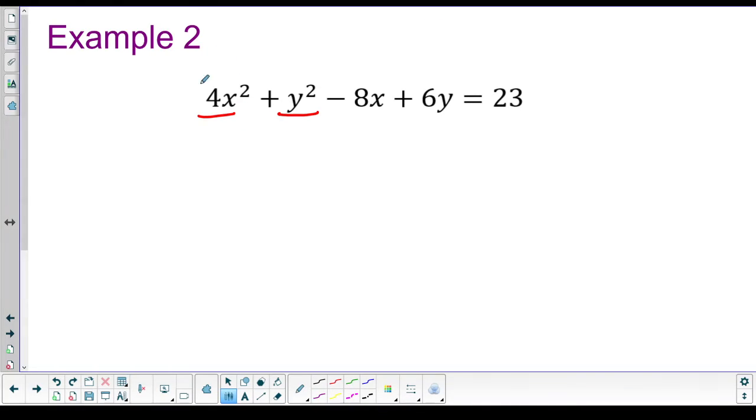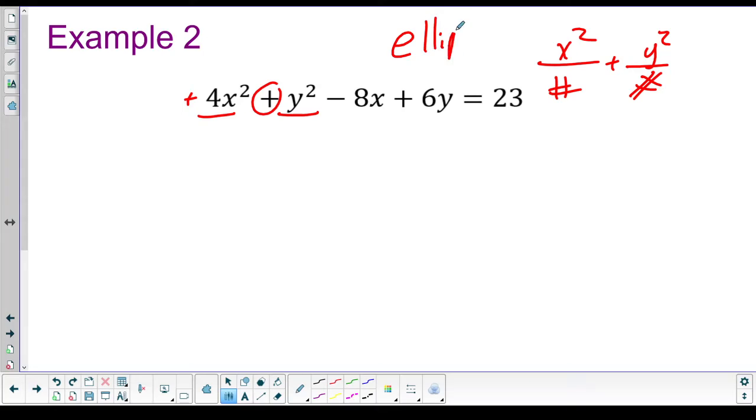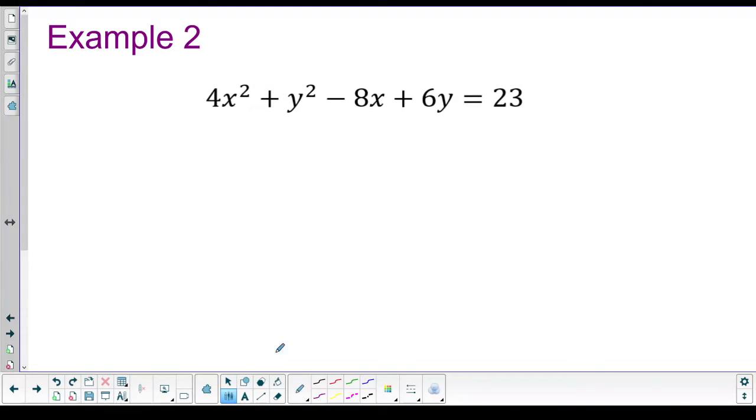The other thing I can notice is that this is positive and this is positive. So they're both going to be positive. So it's x squared plus y squared, and I think this number is going to be different than this number. What is that? That's an ellipse. So this is going to be, whoops, how do I spell? Ellipse. There we go. This is an ellipse, but let's go ahead and do the math just to prove to ourselves that it's an ellipse and to find some of the important information.